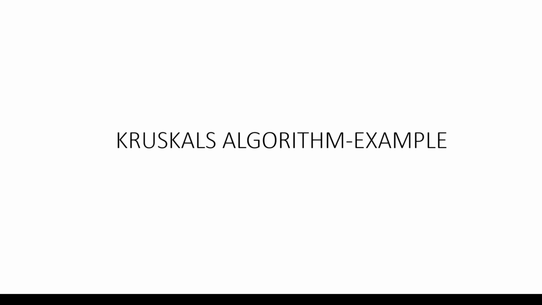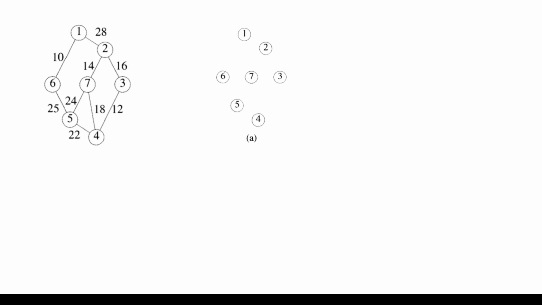Now, we will see this with an example. Here is an example graph given with 7 vertices and weights are associated with each edge. Now, we know that a spanning tree should also have the same number of vertices as the given graph. So, let us say it also has 7 vertices because in the graph we have 7 vertices. Your spanning tree also has 7 vertices.